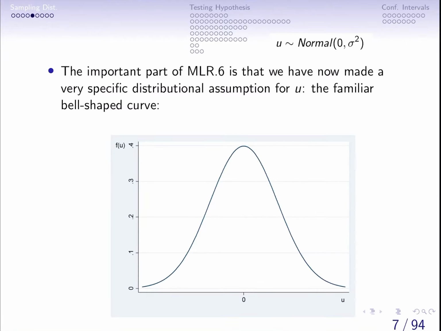So now we've made a very specific distributional assumption for U, when we said that U is normally distributed with mean zero and variance sigma square. Okay, so we have this very familiar bell-shaped curve which has U on the x-axis, and the probability density function is plotted for you.